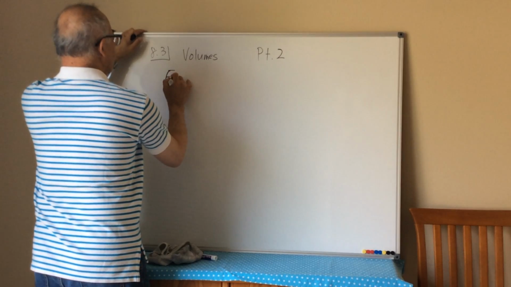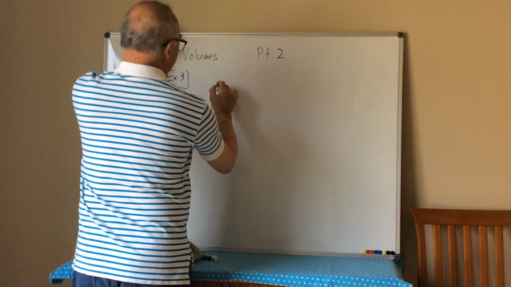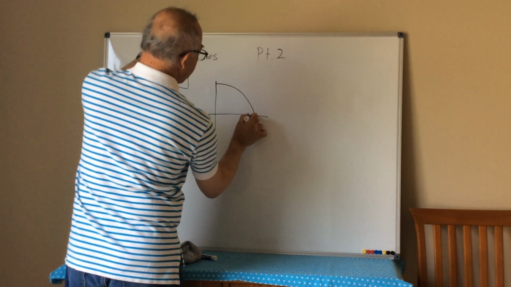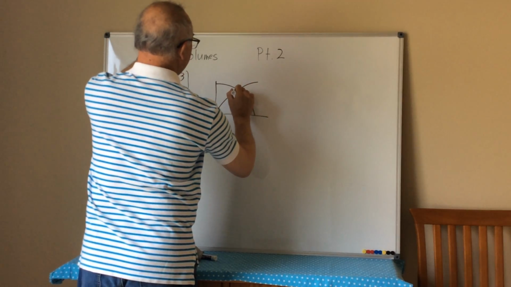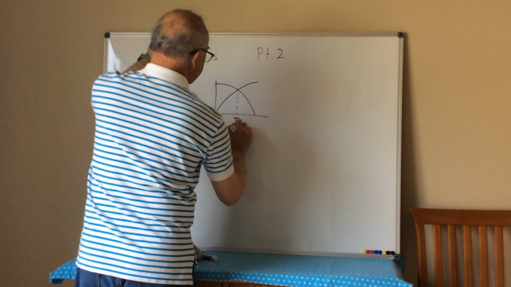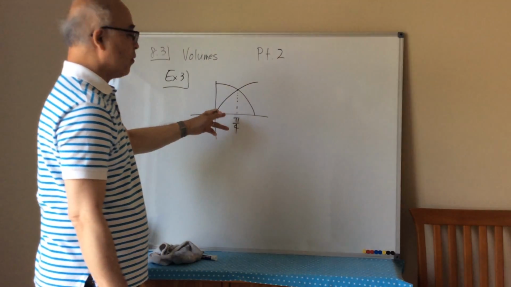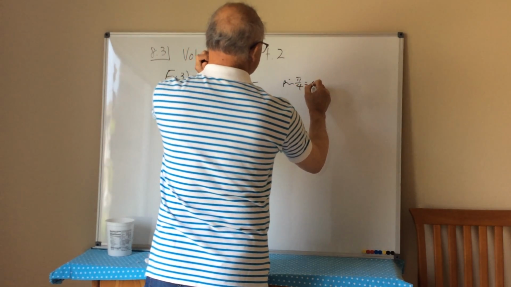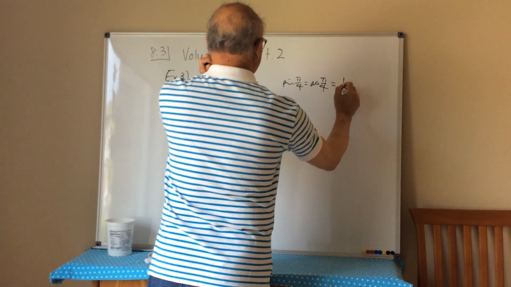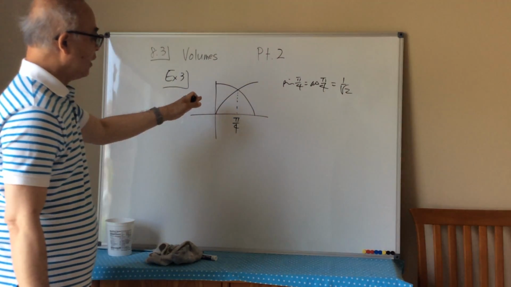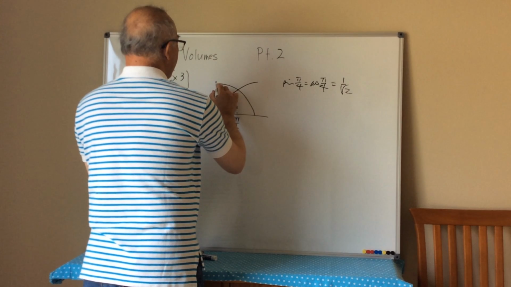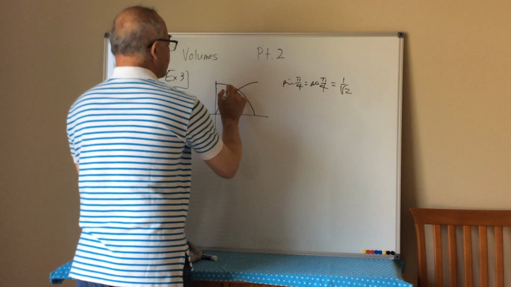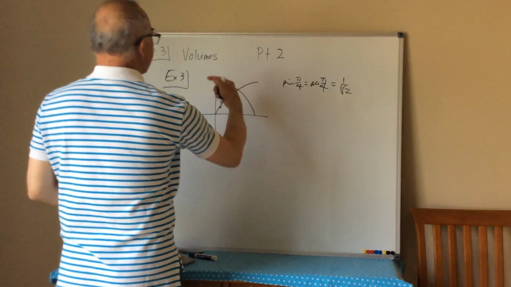Cosine x is going to look like that. Sine x is going to look like that, and they meet here when x is equal to pi over 4, right? Sine pi over 4 is equal to cosine pi over 4. They are the same value, okay? So we are spinning around this area here. We're going to spin this around like this.